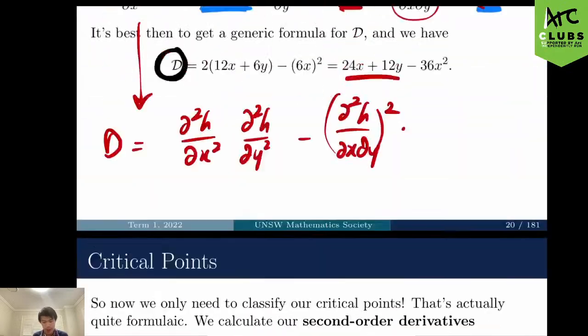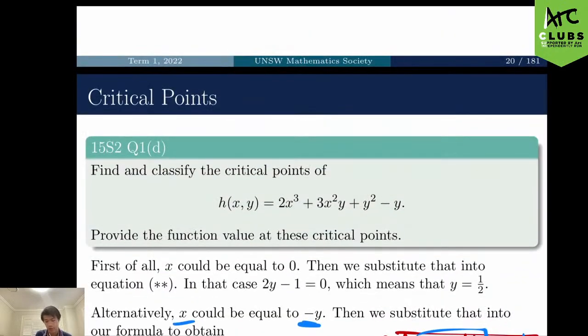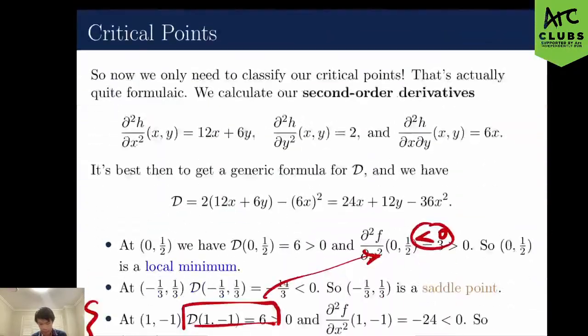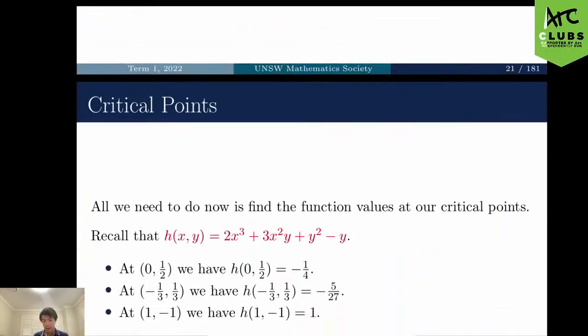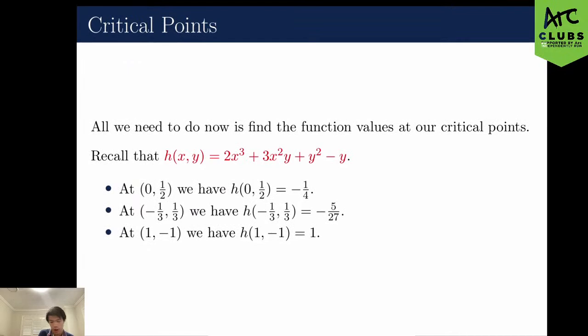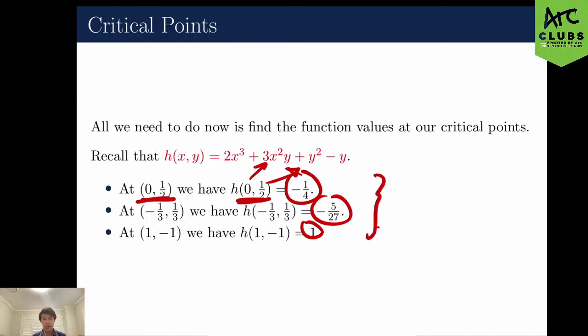Because the question says, provide the function value at these critical points. So really all we need to do is just sub in our values of x and y, and then we're all good. Right, so at this point over here, at 0.5, we just sub it in, right? It's not too complicated. We get minus 1 on 4. This one we get minus 5 on 27. This one we get 1, okay? That's just like tying up our answer in a nice bow, answering the question.